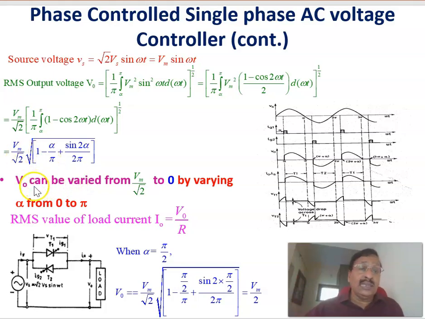Now, if you substitute here, the RMS value of the output voltage can be varied. For example, if alpha equals 0, you will get Vm by root 2.